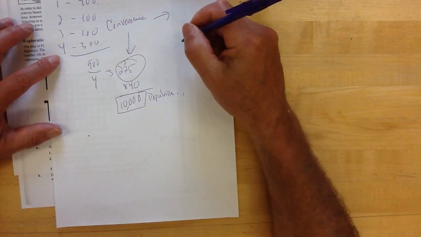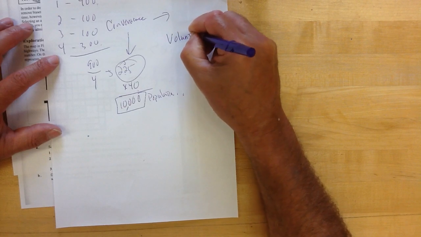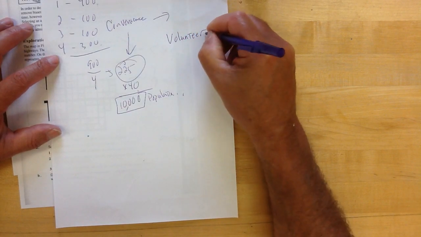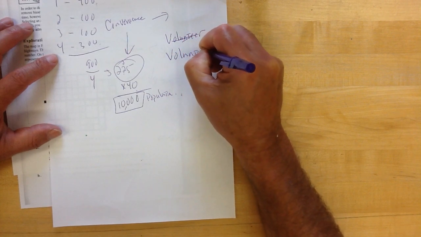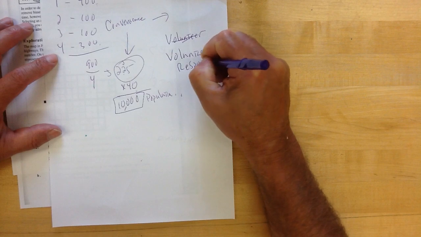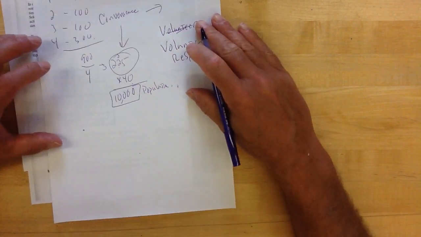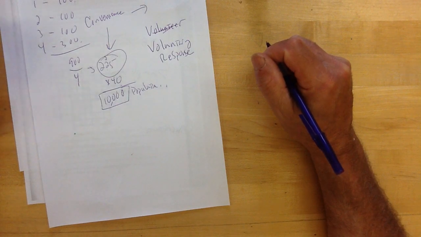Before I leave this, the other kind of convenience sample that I really want you to be aware of, because you see these all the time, is the voluntary response sample. It doesn't really apply here, so I can't show you how to do it here. But a voluntary response sample is a survey where people choose to respond.